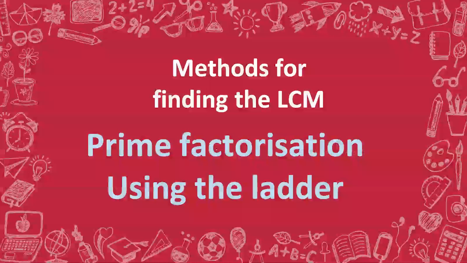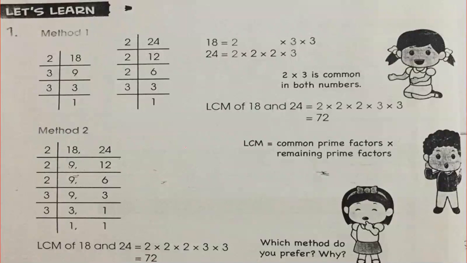You know, always maths in a fun manner? Yes, it's very simple. It depends on us how to make it very simple. Prime factorization using the ladder. What does this mean? These are the methods for finding the LCM. So we are applying these and we are finding it. Look, we are using this ladder. That's why it is called the ladder method or the division method.